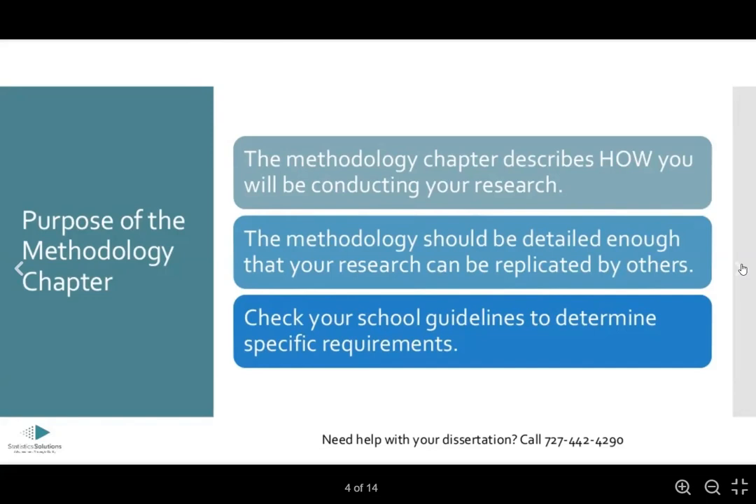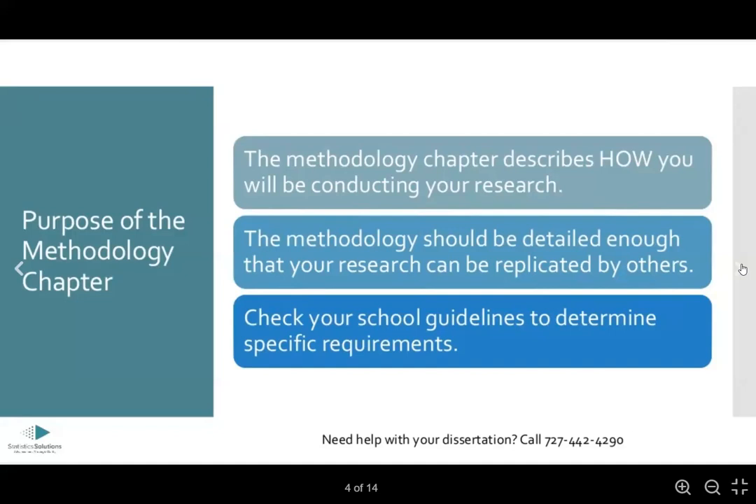I always recommend to students, when you are starting out writing your methods, it's helpful to just create a bulleted list, going through every step that you took, all the way from getting your IRB approval, recruiting your participants, consenting your participants, sending out surveys, every single step that you took, no matter how small. That will be the framework for this chapter. That will give you a good foundation to really start to build the narrative text around. So it can be helpful to start off with that list.